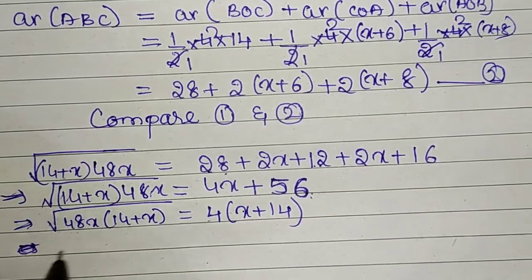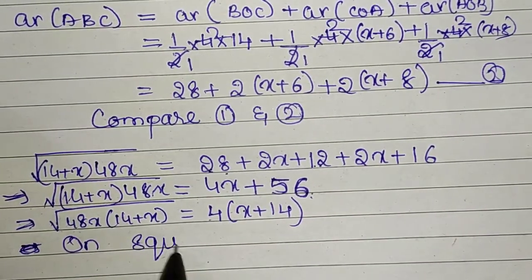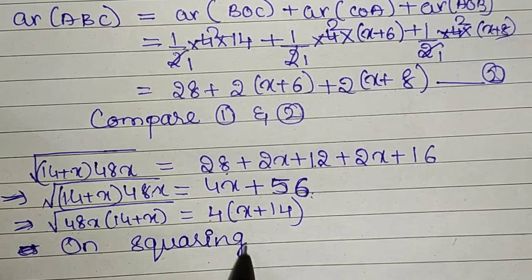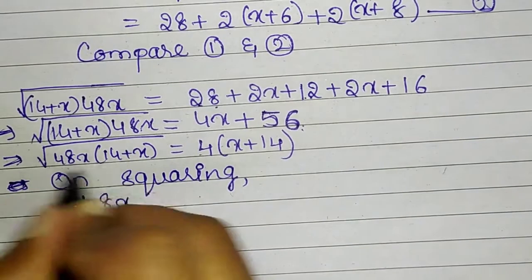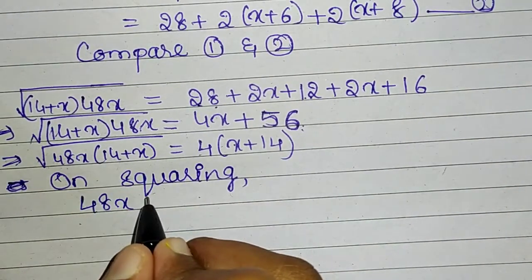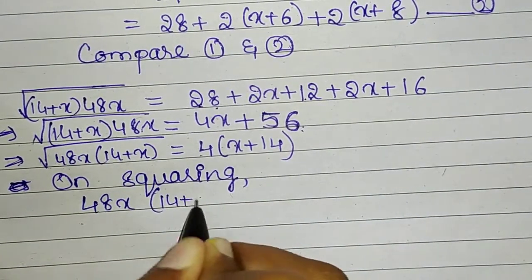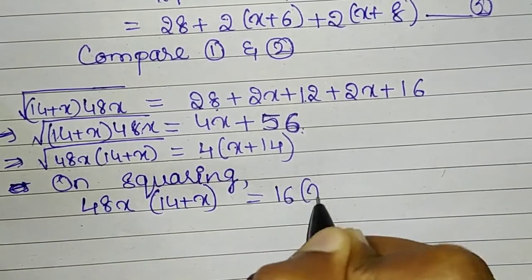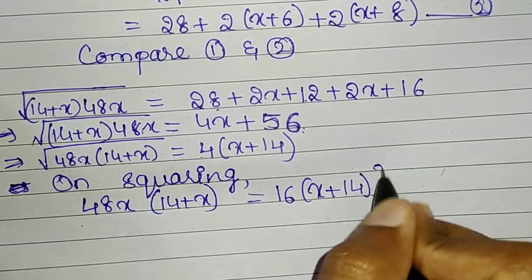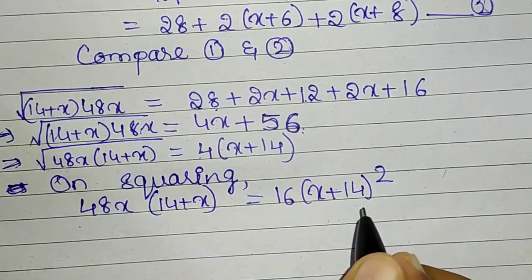So now on squaring, we get 48x into (14 plus x) equal to 4 squared, 16, into (x plus 14) whole squared. 14 plus x or x plus 14, same thing.